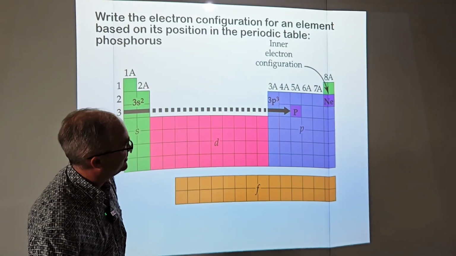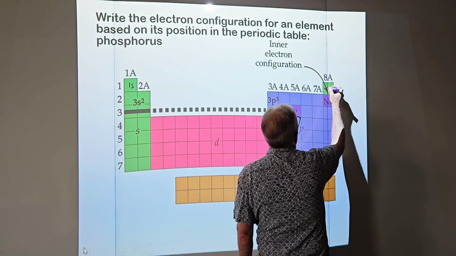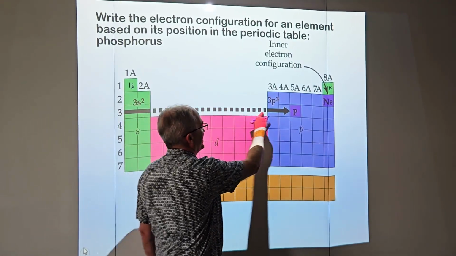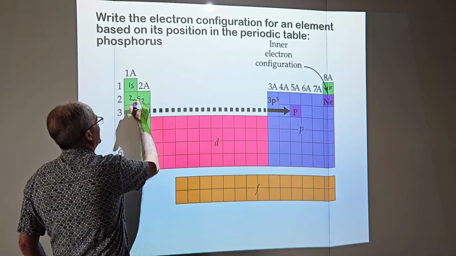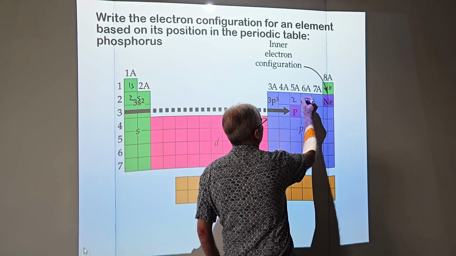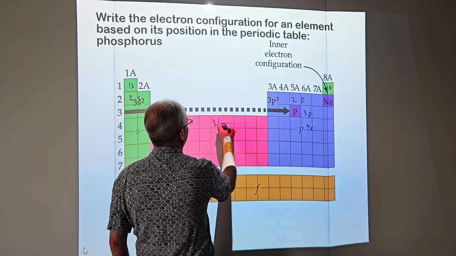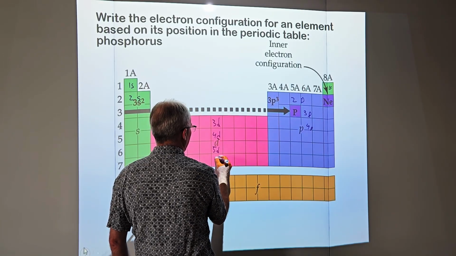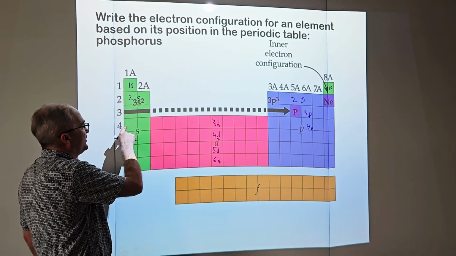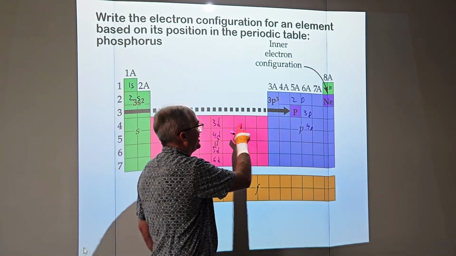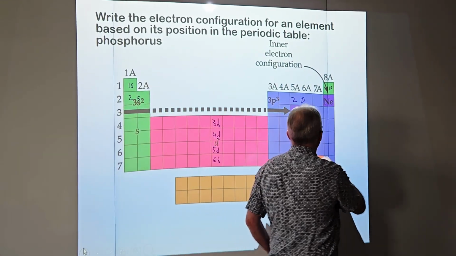So I guess I can do this now. There we're filling up the 1s. And this really is delineating this line here. Here we're filling up the 2s. Here we're filling up the 2p, 3p, 4p, 3d, 4d, 5d, 6d. So we fill up the 4s before we fill up the 3d, and then we fill up the 4p.